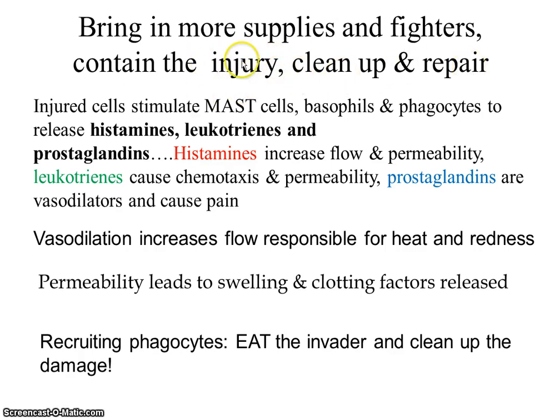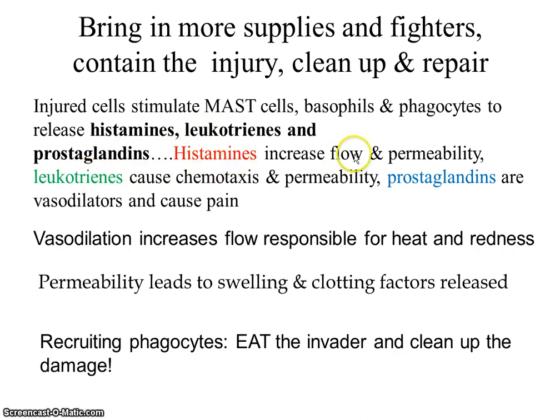So we said this containment happens because we have fibroblasts that kind of set down and close this in fibers, and we brought in all these neutrophils and monocytes that became macrophages. And so we say here again, injured cells that start the whole inflammatory process stimulate mast cells, basophils, phagocytes. These release a series of histamines, leukotrienes, and prostaglandins, and these two are classes of chemicals, right?